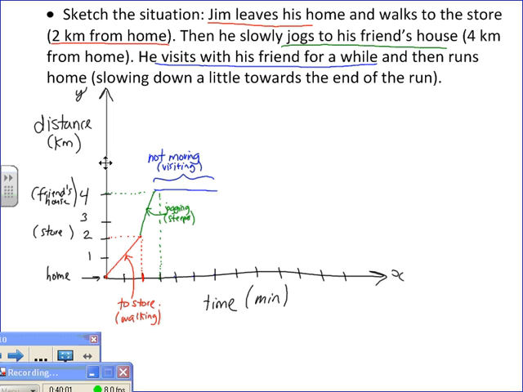Okay, finally it says, then he runs home, slowing down a little bit towards the end of the run. So he's going to run home. So I'm going to have a decreasing line coming down to 0 again because he's going to return home. It tells me that he's running, so it's going to be steep, but he's going to slow down a little towards the end. So I'm going to have a decreasing line, only because he's heading home. And I'm going to have a curve because his speed is changing.